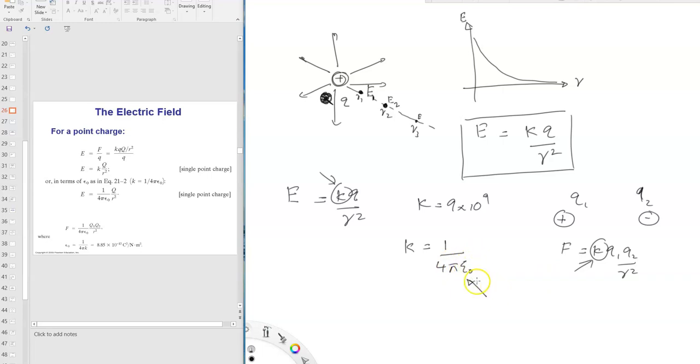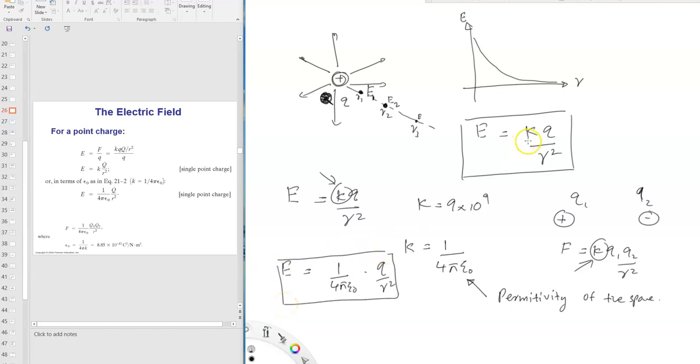This is called permittivity of the space or of the medium. Permittivity of space. What does that mean? So I can write this equation, E equals 1 over 4 pi epsilon naught instead of K, Q over R squared. Same thing.